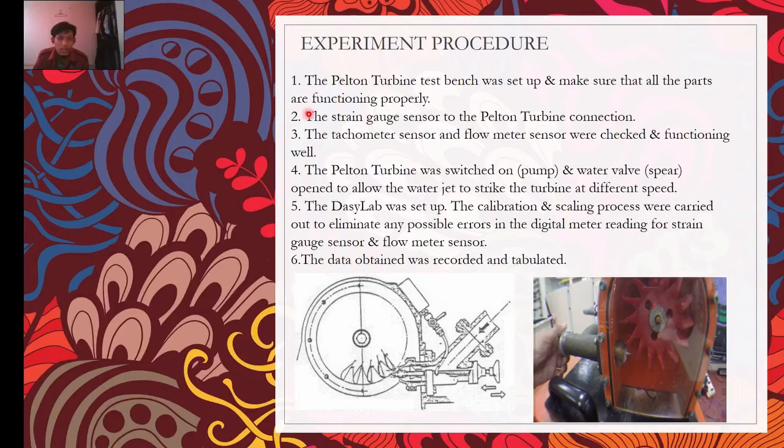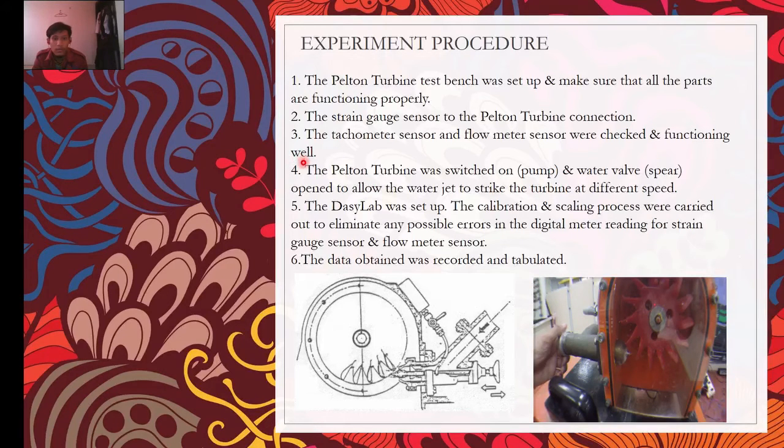So the second is the stretch belt sensor. It must be connected. It's back behind the Pelton wheel. The sensor must be connected to the Pelton turbine. So third is the tachometer sensor and the flow meter sensor, which must be checked and functioning well. So we must avoid the error by using a DaisyLab.